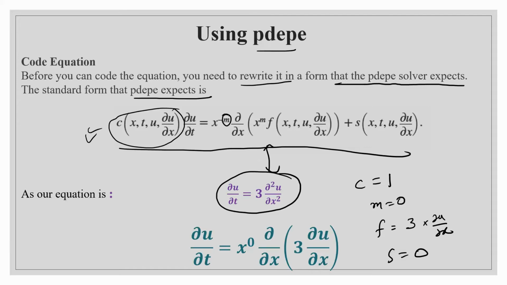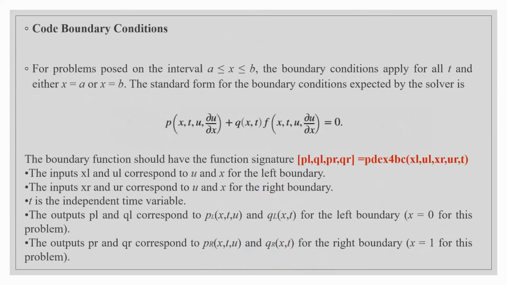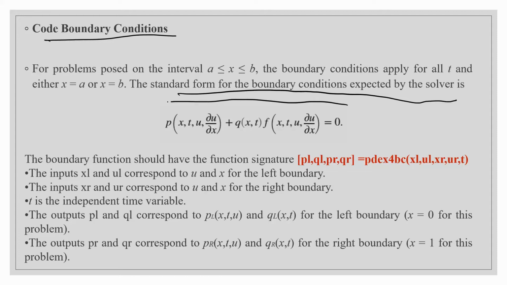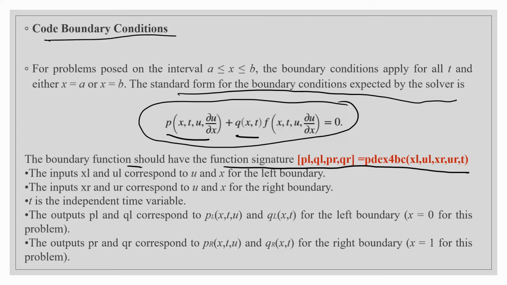Now next we will write the code for the boundary conditions. What is the standard format for the boundary condition that is expected by the solver? This is the standard format. You have to define your p and q for the left and right boundary. The boundary functions have this type of signature. Here xl and ul correspond to x and u of the left boundary, and xr and ur correspond to x and u of the right boundary.